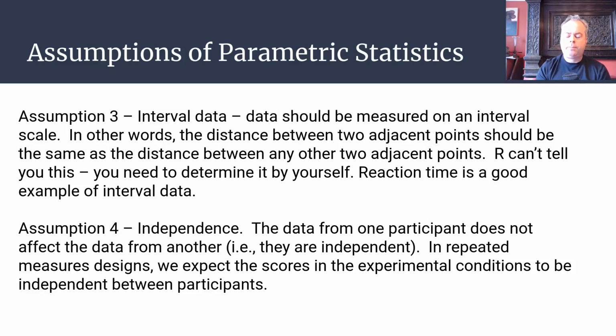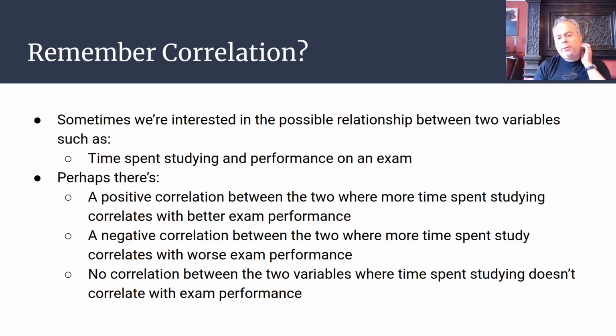The fourth assumption in the context of the general linear model and with respect to parametric statistics is that of independence. That really means that the data from one participant does not affect the data from another participant. In other words, the data points are independent of each other. This is important to remember in the context of repeated measures designs because we expect the scores in our experimental conditions to be independent between participants. So that's just a very brief recap on stuff you probably learned when you were undergraduates.